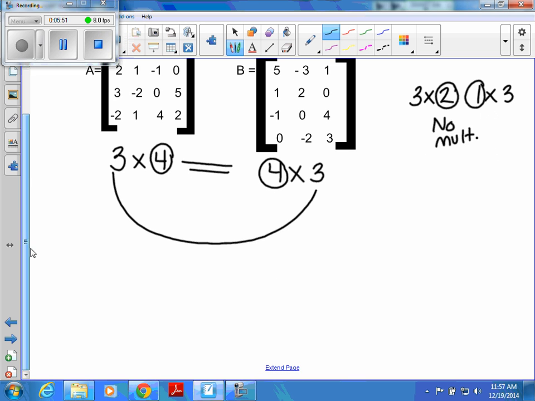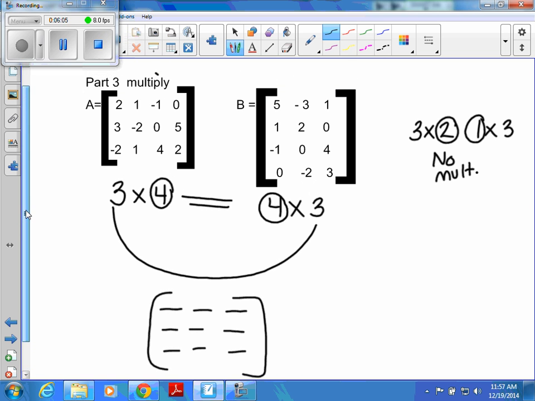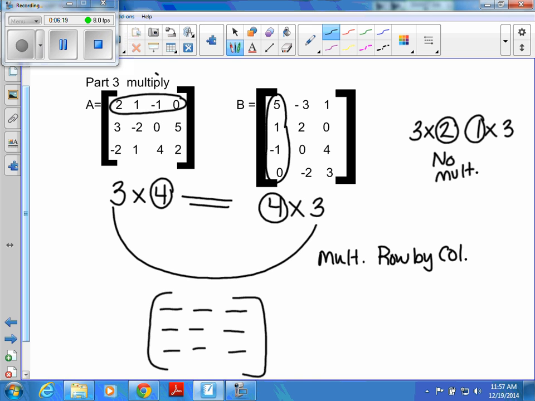Okay, you're going to make a 3 by 3 matrix. What does a 3 by 3 matrix look like? 3 rows, 3 columns. That's what a 3 by 3 matrix is. Okay, how do you multiply matrices? All you do, again, is row by column. You multiply row by column. So you take the first row and multiply it by the first column.